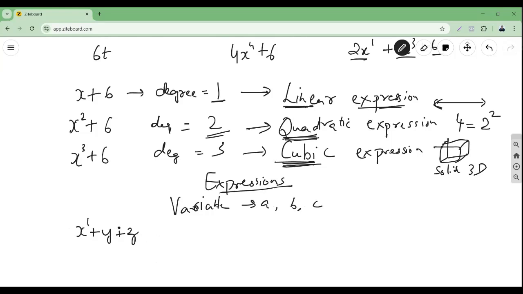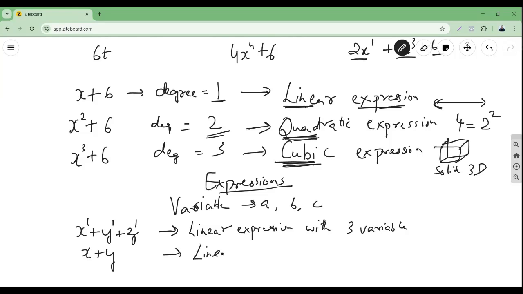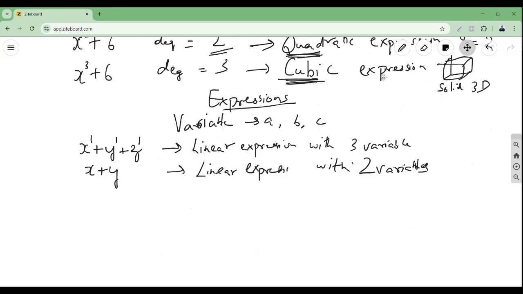However, the degree, the highest power of any of these variables, is 1, right? That means it is a linear expression with three variables. Okay, if I have x plus y, I would say it's a linear expression. Linear is talking about the degree, right? Linear expression with two variables.